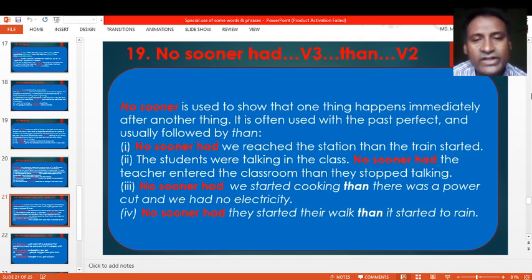The students were talking in the class. No sooner had the teacher entered the classroom than they stopped talking. No sooner had we started cooking than there was a power cut and we had no electricity. No sooner had they started their work than it started to rain. Hope that these examples will help you understand the use of no sooner had.